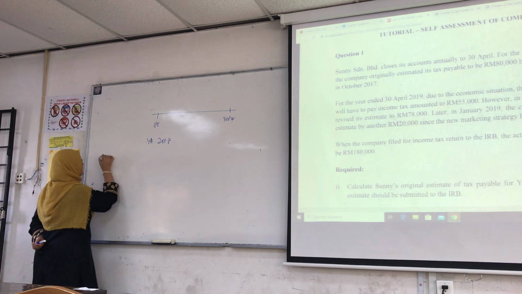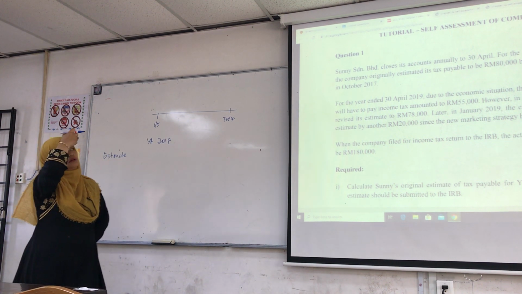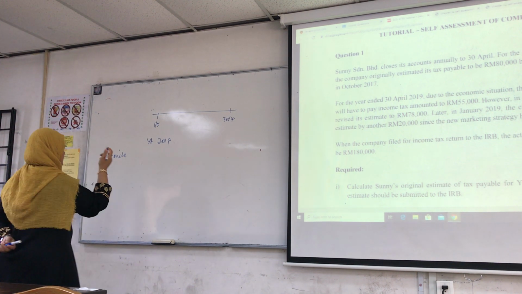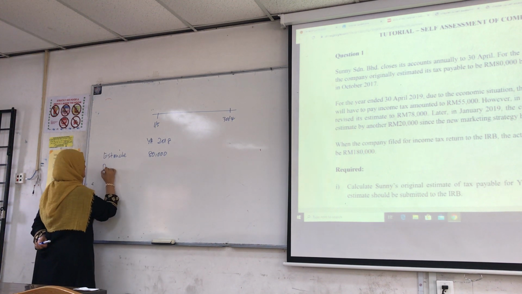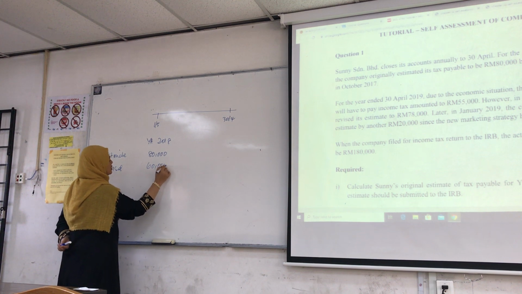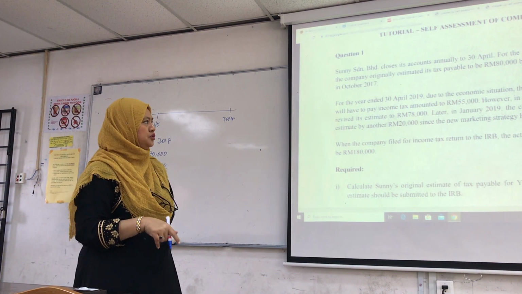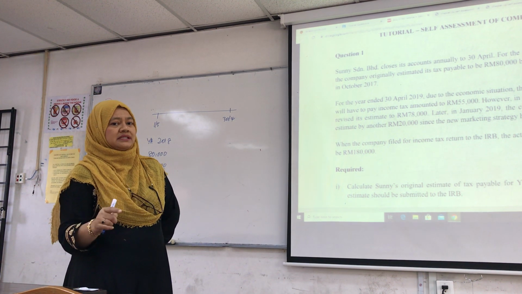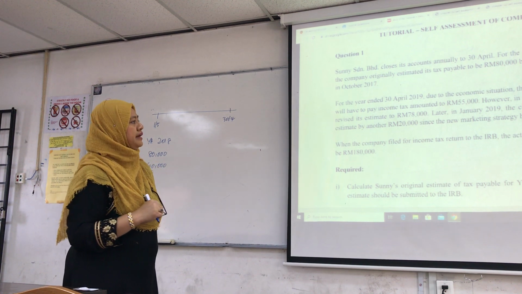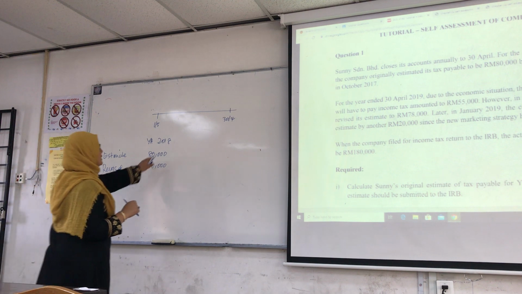You have submitted an estimate of how much? 80,000. Then you revise to 60,000. So in this case, do you revise upward or downwards? You revise downwards. Can you do that? Yes, it doesn't have to be upwards. It can also be downwards. So you revise to 60,000, and remember that this is for YA 2018.